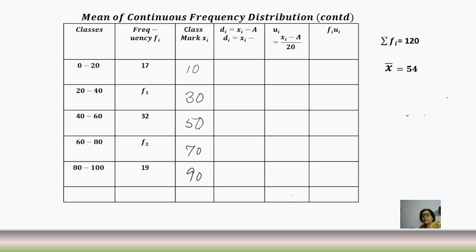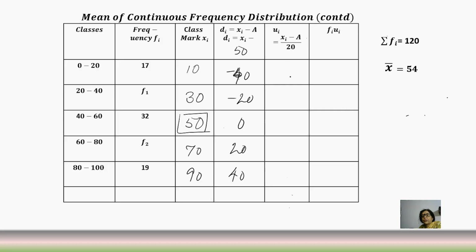Next step, we'll select one of these class marks as the assumed mean. Supposing I take 50 as the assumed mean. So this is my A value, that is the assumed mean. Next I'll subtract this assumed mean from each of these class marks and put the proper sign, that is 10 minus 50 is equal to minus 40. 30 minus 50 is minus 20. This will be 0, this will be positive 20, this will be positive 40. So here you have to be careful, put it with the proper sign.